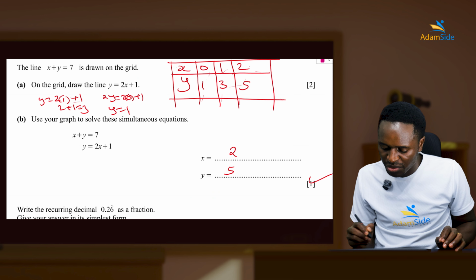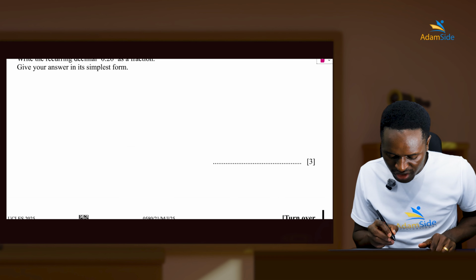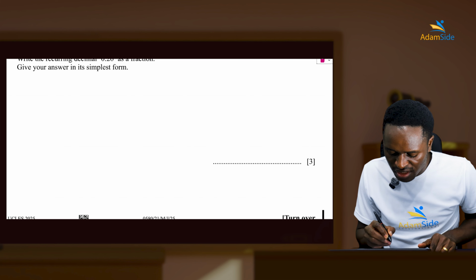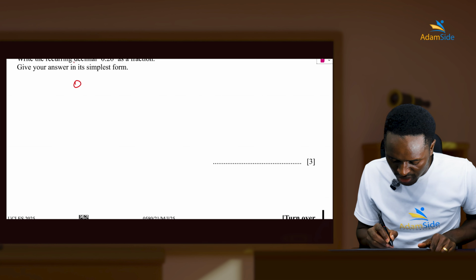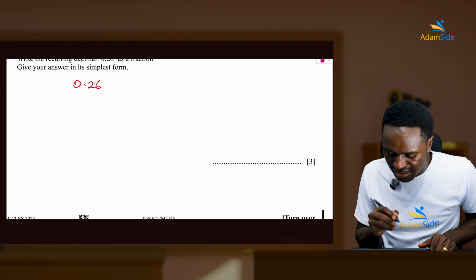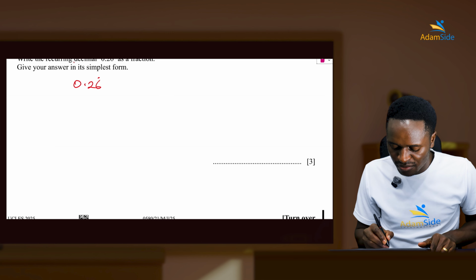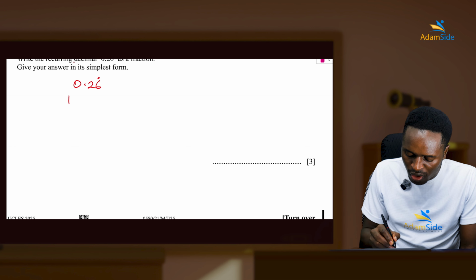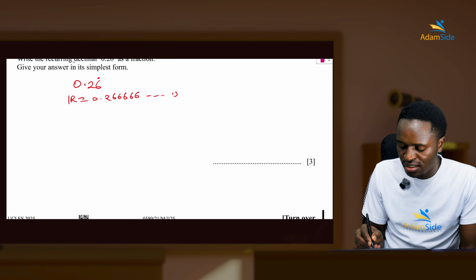You get 1 mark. And then write the recurring decimal 0.26 as a fraction. Give your answer in simplest form. So changing this recurring decimal, this is a rational number. 0.26 with the dot means this 6 is the only digit being repeated. So say r is equal to 0.2666666 continuous. That's Roman 1.